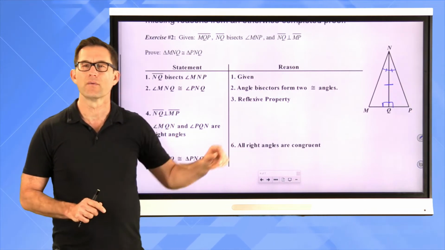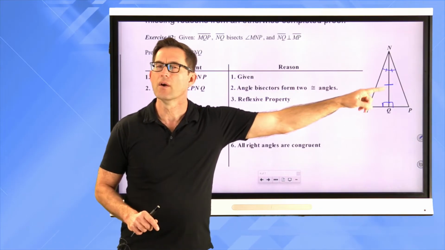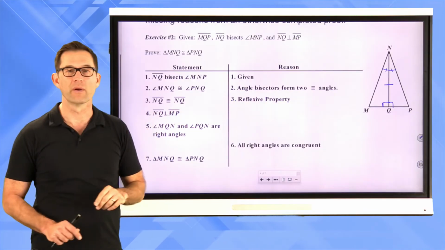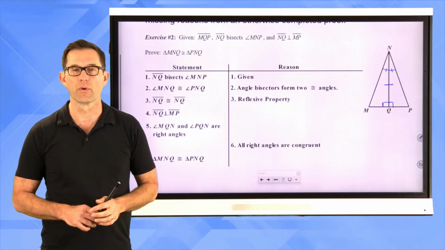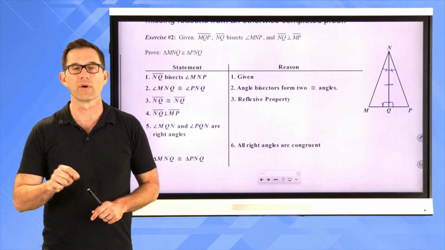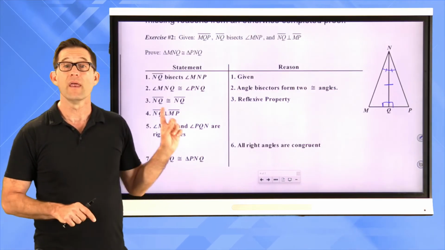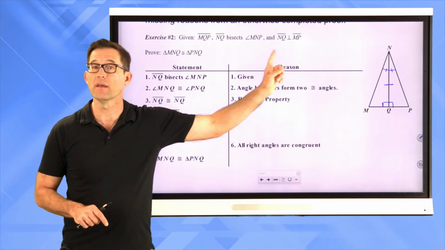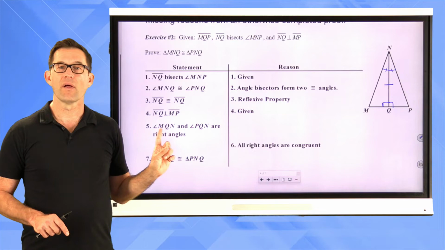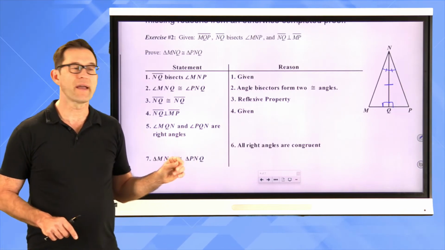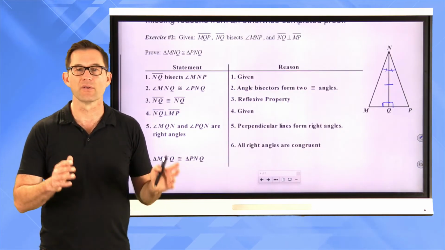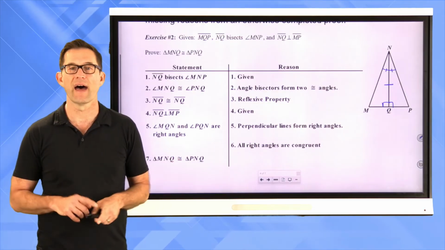Now, right, we have this angle congruent to that angle. We want this side congruent to itself, and that's going to be statement number 3, right? NQ is congruent to NQ, the reflexive property. Anytime we have a reflexive property, we know we're basically just saying something is congruent or equal to itself. All right, now NQ is perpendicular to MP. Well, that's just that given, right? So that should be simple. Angle MQN and angle PQN are right angles. Well, that's something like perpendicular lines form right angles, or perpendicular segments form right angles, something like that.